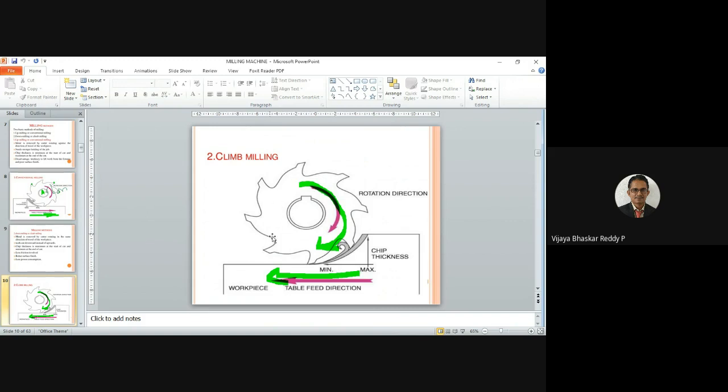The tool has multiple cutting edges, which is why it is called a multiple cutting tool. The chip thickness at the earliest stage is the maximum, and at the end of the cut it will be the minimum, right?